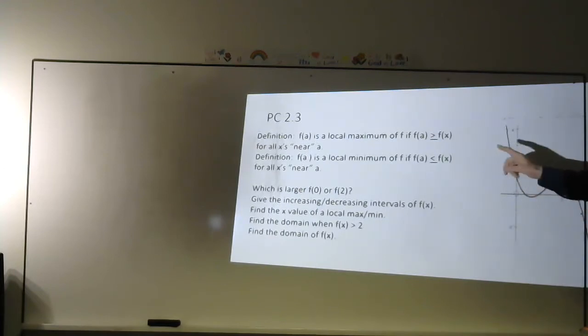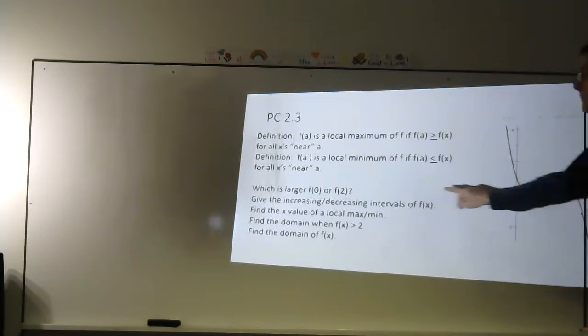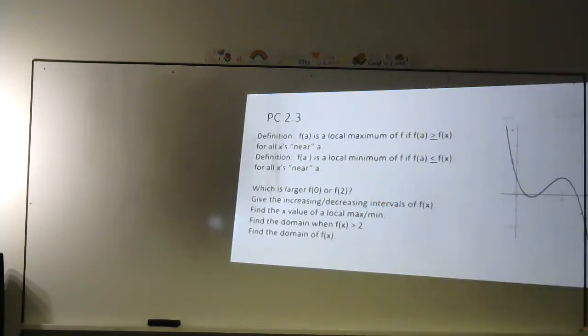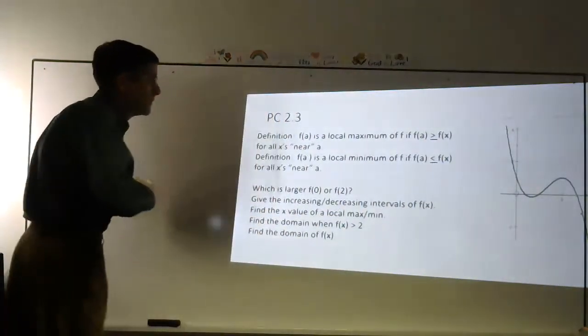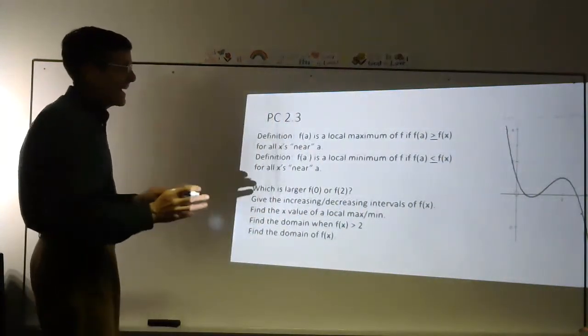One other thing about a local min, remember there have to be y values on either side. If the curve would end right there, it's not a local min. Which is larger, f of 0 or f of 2? 0 goes to 1, 2 goes to 1, neither one. They're the same. Give me increasing and decreasing intervals. Let's assume this goes on forever and goes on forever. Increasing and decreasing intervals, you do it on the x-axis.